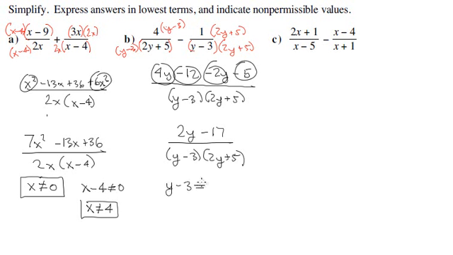The y minus 3 bit cannot be allowed to be 0, therefore y cannot be 3. And for the other bit, 2y plus 5 can't be 0, which means 2y can't be negative 5, which means y can't be negative 5 over 2. Last one.